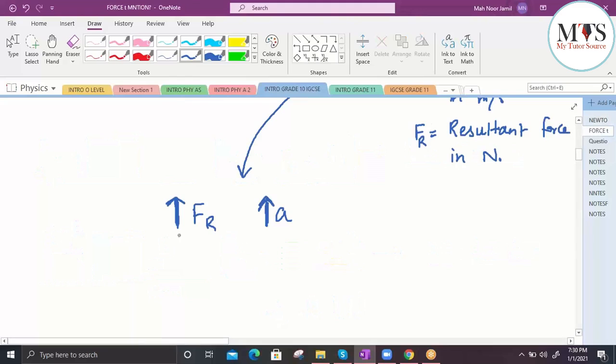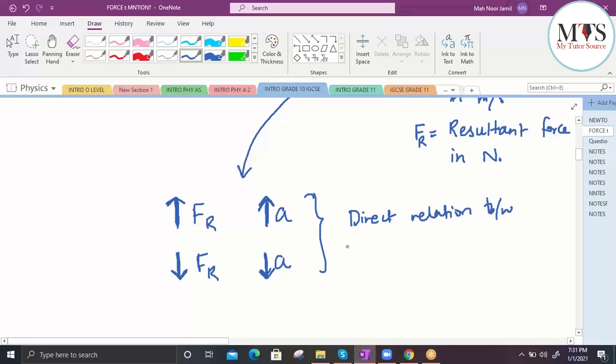There is this positive aspect to it. Whereas, if your resultant force is decreasing or it's lesser, you would expect your object to accelerate less, or you would expect the numerical value of acceleration to decrease. So here we see that there is this direct relation between acceleration and resultant force. Is this clear?